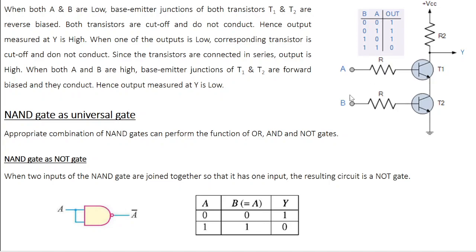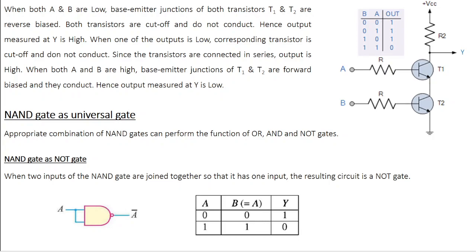Same thing happens when A is low and B is high. A is 0, B is 1. So here T1 doesn't conduct, T2 conducts. Since one of the transistors does not conduct, current cannot flow from this point to the ground through this path. So once again, all the current will flow to this point and you get a high output here. So this is how you achieve the NAND function using two transistors connected in series.